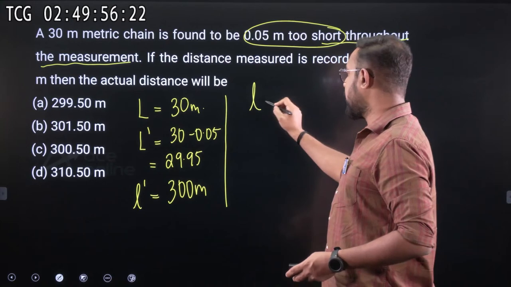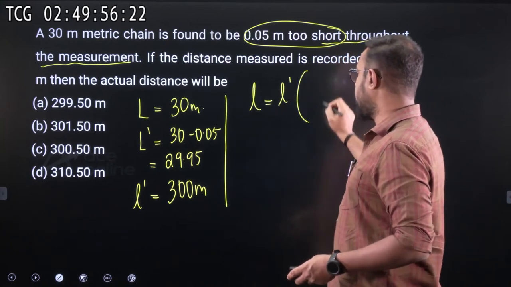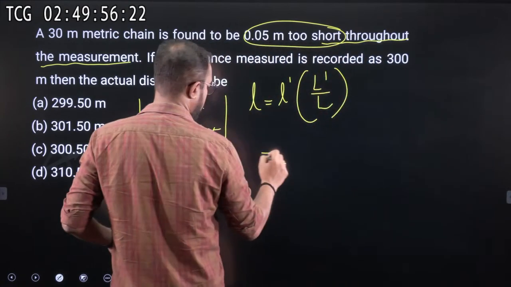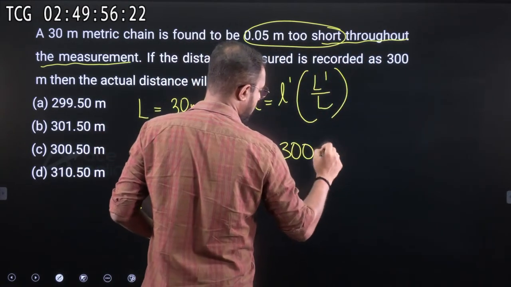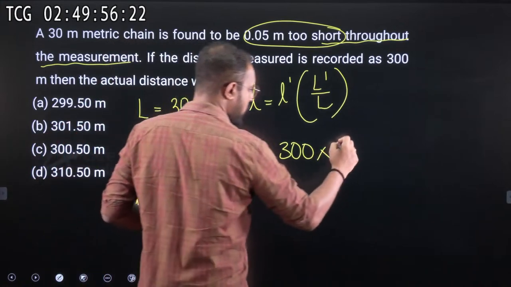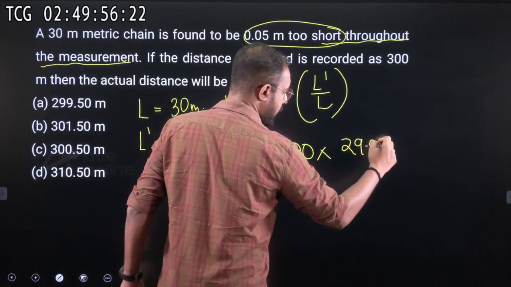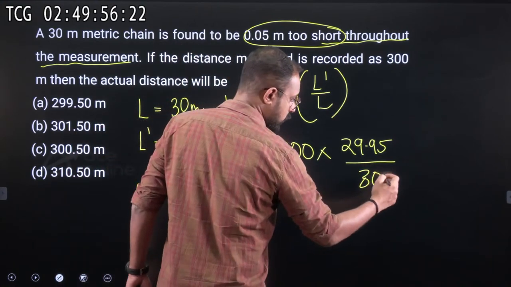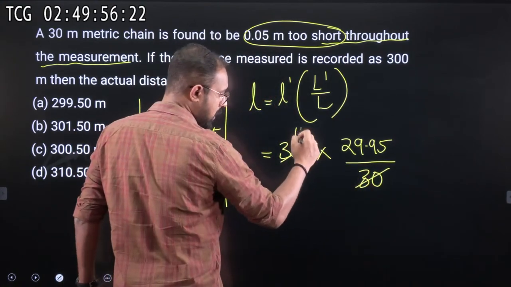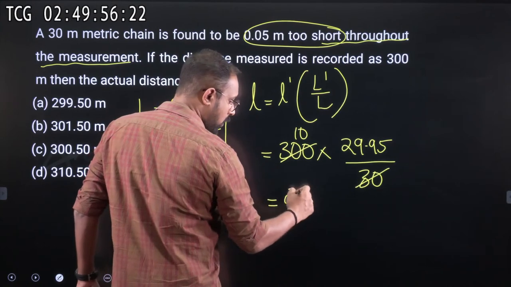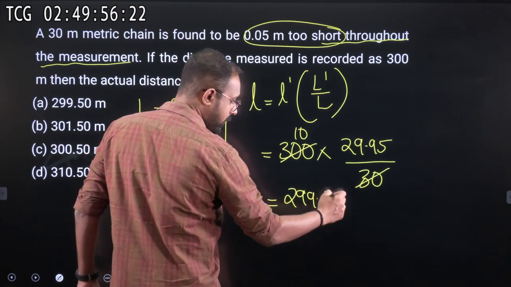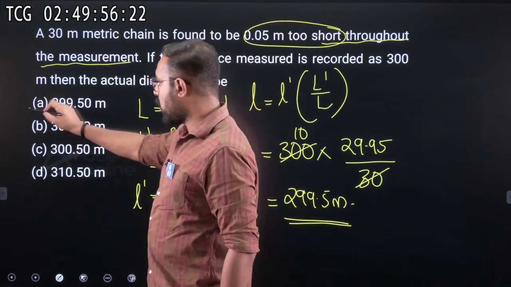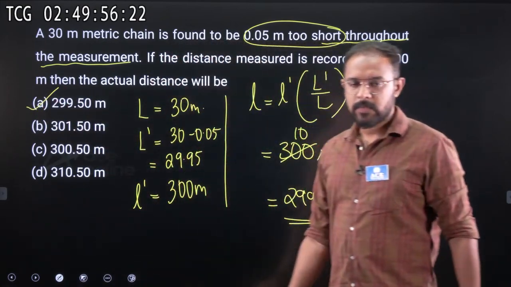Now I need the correct length. So correct length is measured length into L dash by L. Correct? Yes. So now our measured length is 300, L dash is 29.95, and the designated chain length L is 30. Look, 30 into 300 goes 10 times, so our answer here is 299.5 meter. Option A is the correct answer, right?